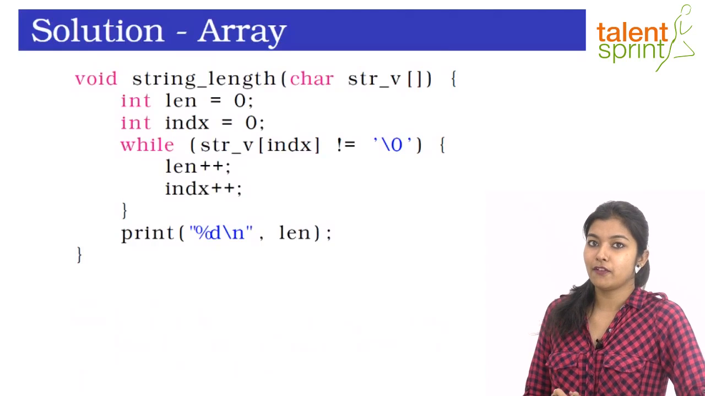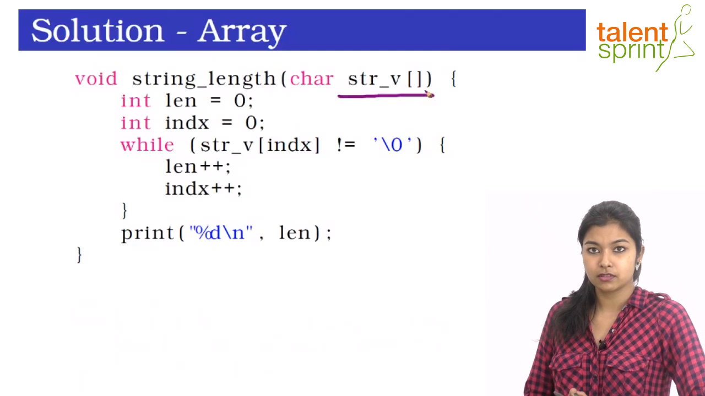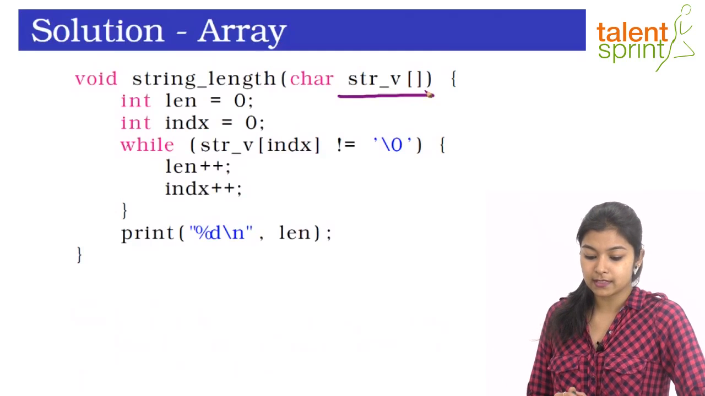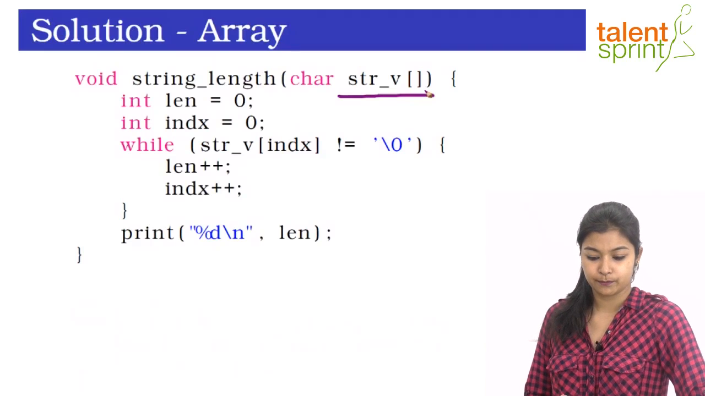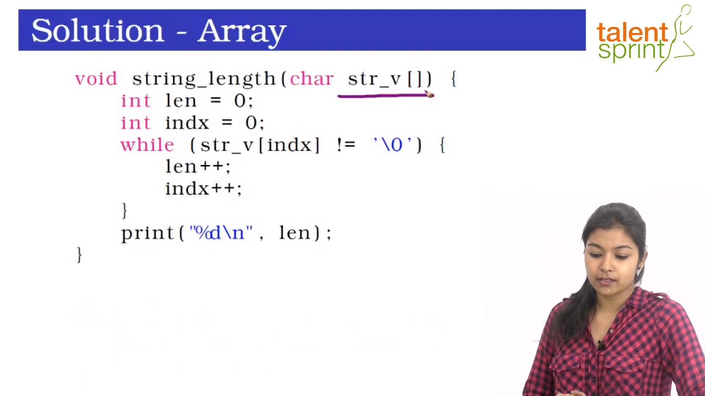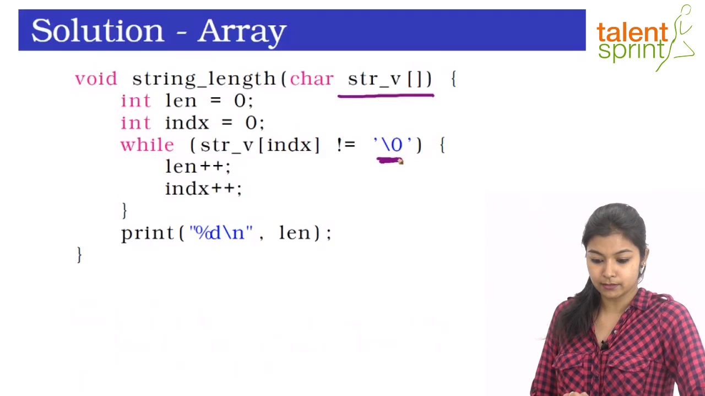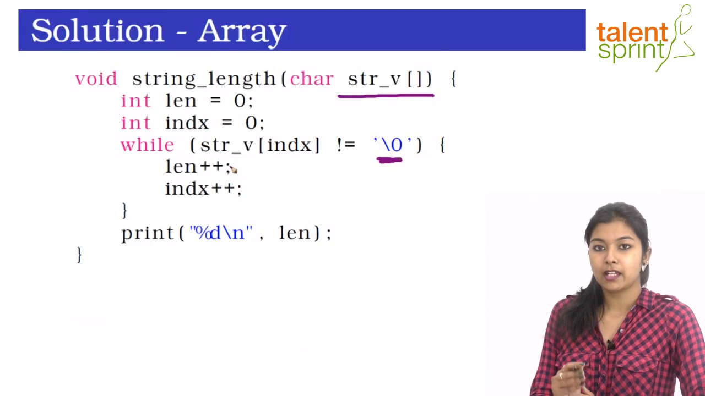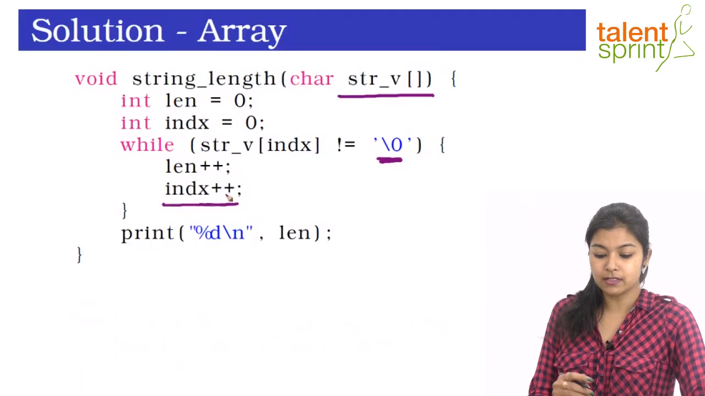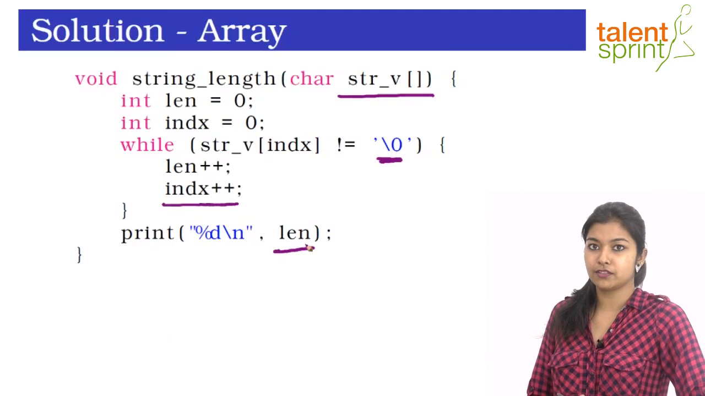As you can see, we have written a function string length that is taking the array as input, and we have created two variables, length and index. Length will hold the length of the string, and index is used to traverse through the array. Now in our while loop, we are running the loop till we reach the end of the string determined by this null terminator. And in every iteration, we are incrementing the length and moving on to the next index by doing index plus plus. Finally, we'll print the length of the string.